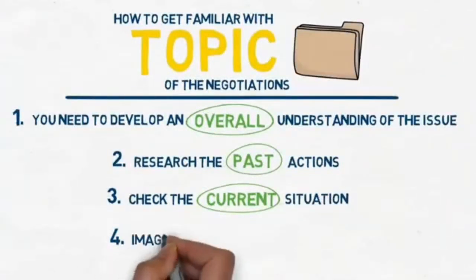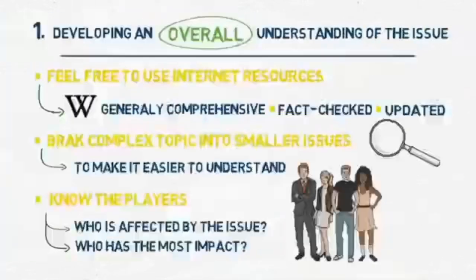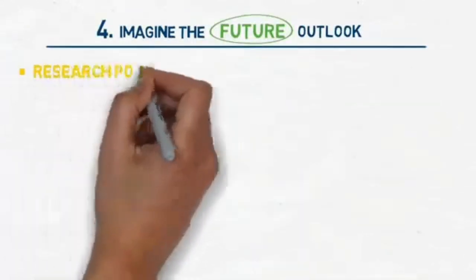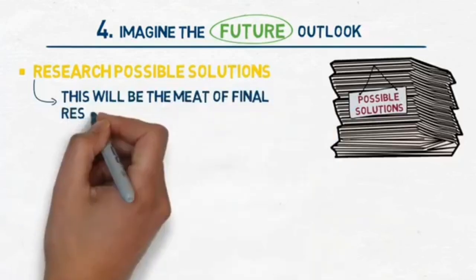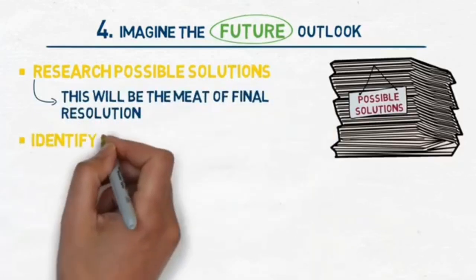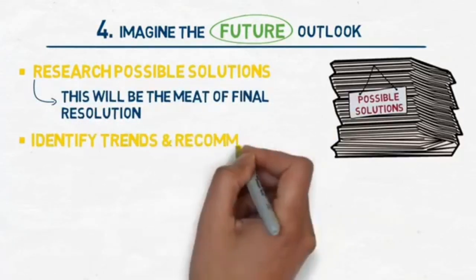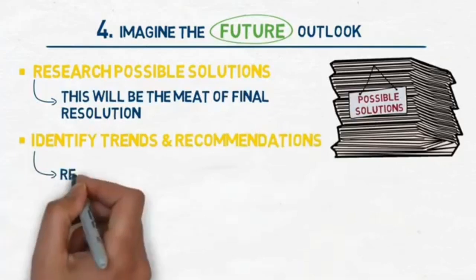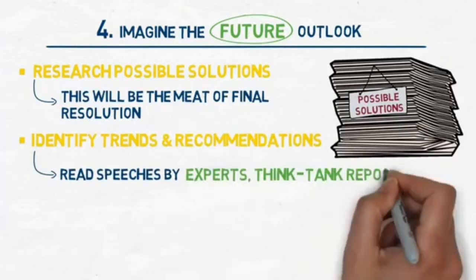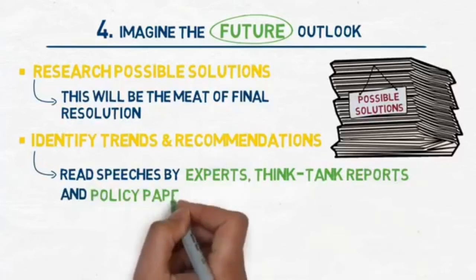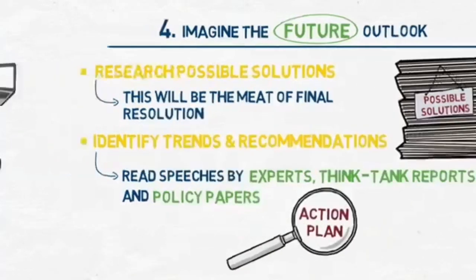Finally, try to imagine the future outlook. Research on possible solutions is one of the most important things to do because this will be the meat of the final resolution. Try to identify trends indicating where the issue is going and what the recommendations for the future are. Read speeches by experts on the issue, think tank reports, and policy papers to determine potential actionable plans.